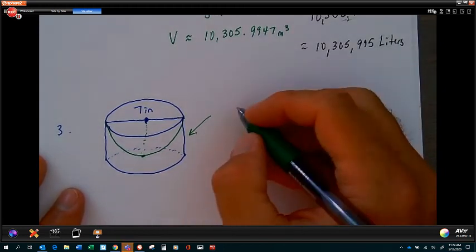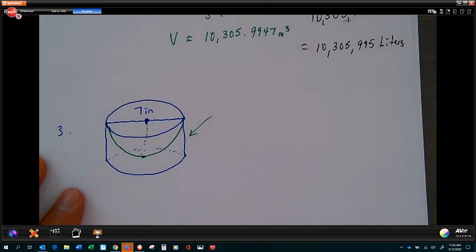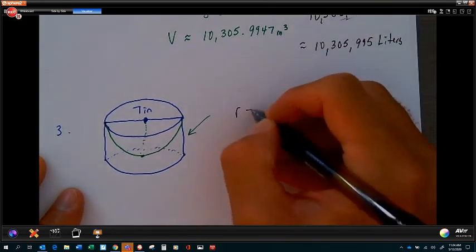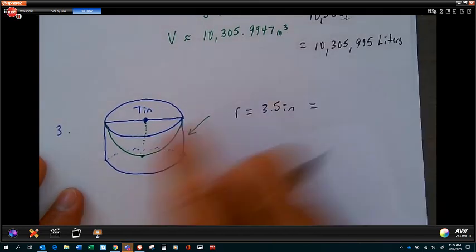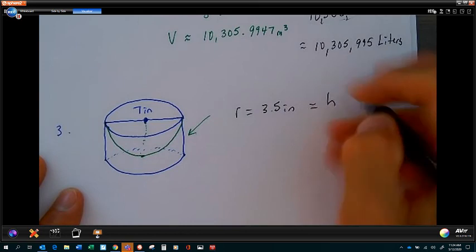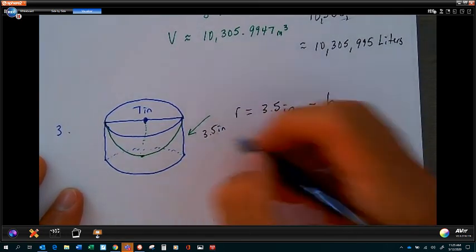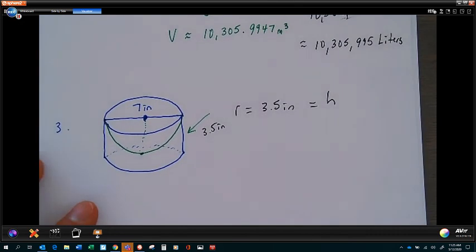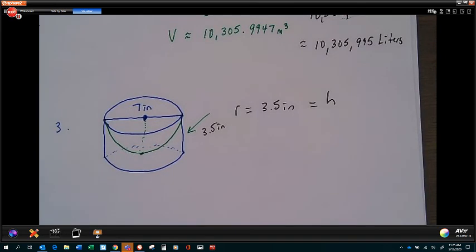So let's just start with that real quick. We know that the radius is equal to half of the diameter. So the radius is equal to 3.5 inches, which is also equal to the height of the cylinder. So now we've got that 3.5 inches is equal to the height. Now you go ahead and pause this, figure that out. Again, find the volume of the cylinder, and then subtract half of the sphere to get the composite volume of that figure.